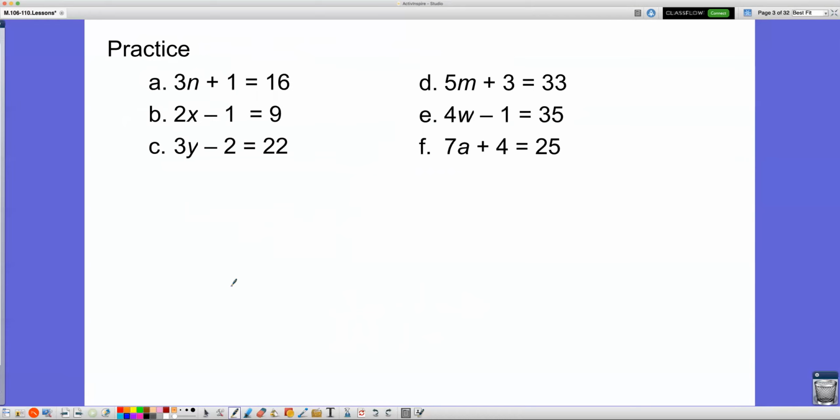All right, let's try a few of these. If I have 3n plus 1 equals 16, go ahead and try that on your own.